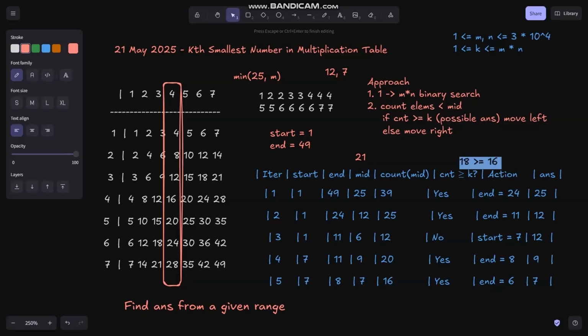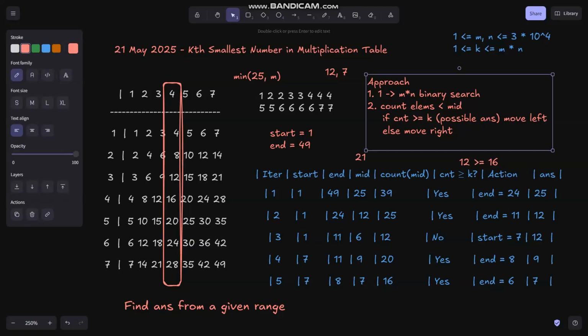And suppose the count is, let's say, 12. Then our answer is definitely greater than this value of mid. That is why we will move right. Basically it is binary search with two conditions.